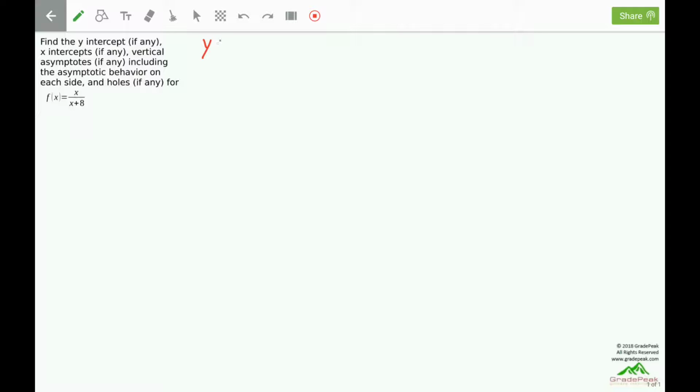The first thing to find is the y-intercept, where the function crosses the y-axis, defined by x equals 0. The corresponding y-coordinate will be the function evaluated at 0, so we will plug 0 in for each of the x's, giving 0 divided by 0 plus 8, which is 0 divided by 8, and 0 divided by any non-zero number is 0. The x-coordinate was a 0, the corresponding y-coordinate was found to be 0. The y-intercept is (0, 0).